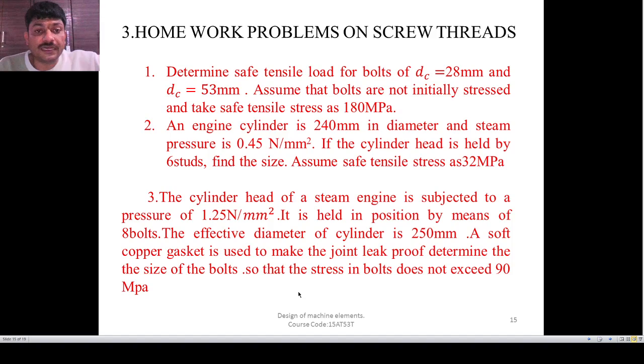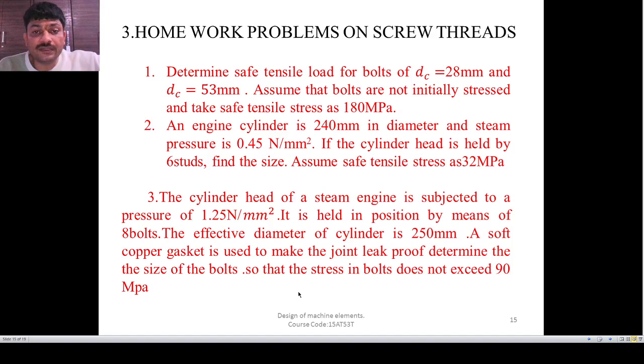Now we take down the second one. An engine cylinder is 240 mm in diameter and the steam pressure is 0.45 Newton per mm square. If the cylinder head is held by 6 studs, find the size. Assume safe tensile stress as 32 megapascal. This is once again the same problem we have solved in this session. I will give a clue or hint for this.